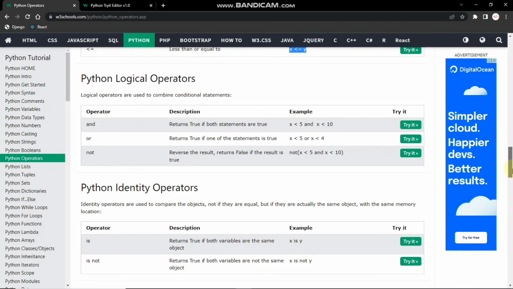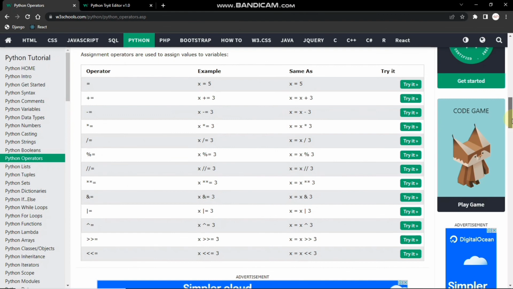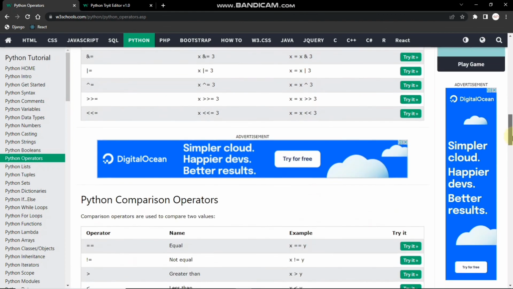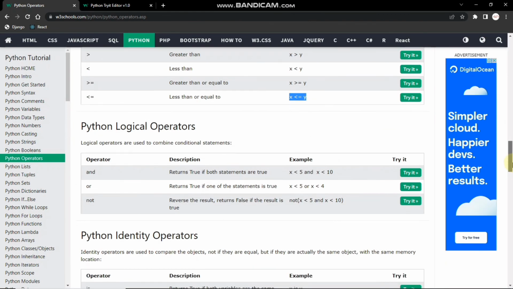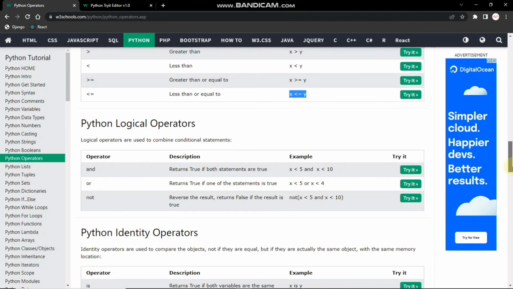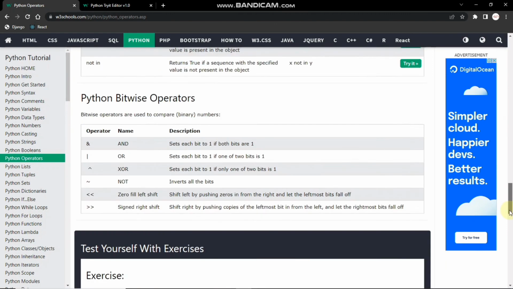Next guys, you can see logical operators. You can see them by yourself. I'm not going to tell you about every one because it's going to take time. So guys, go and see it by yourself.